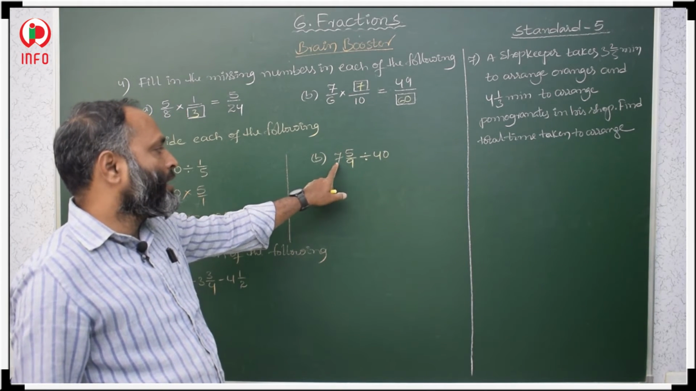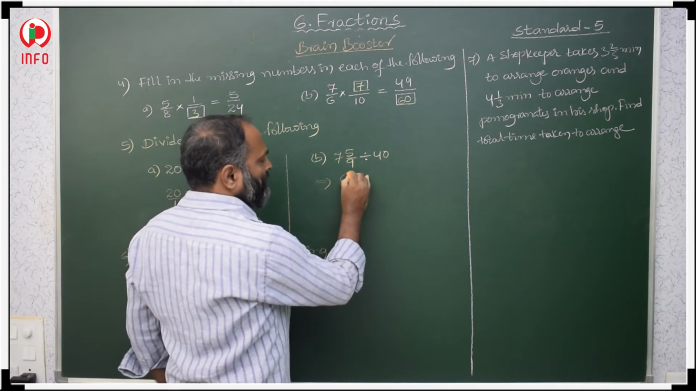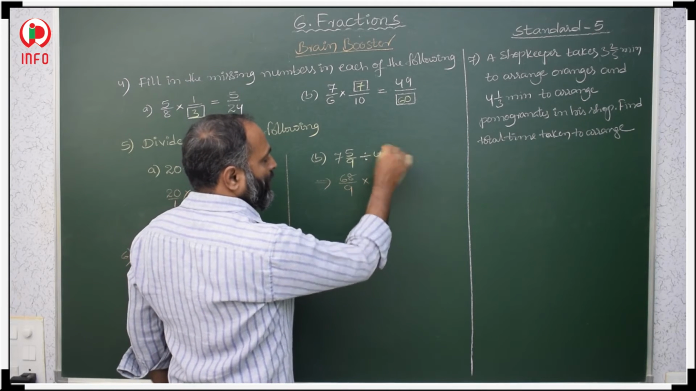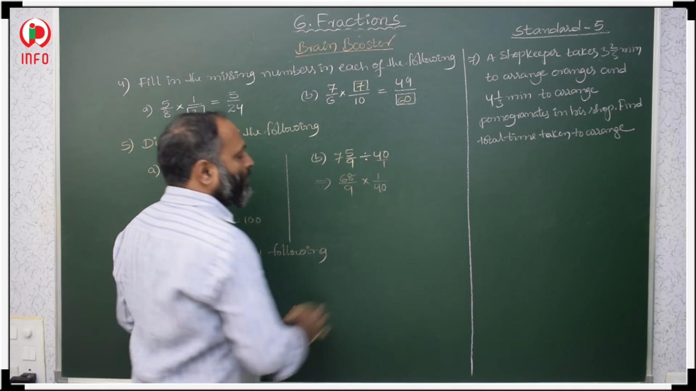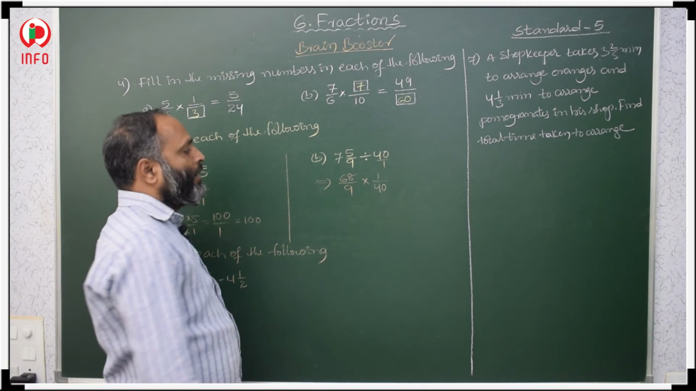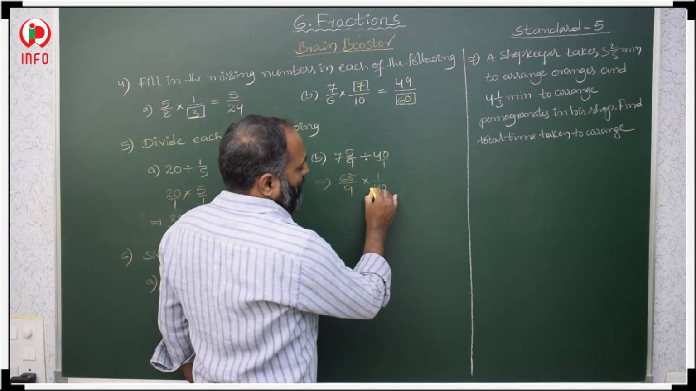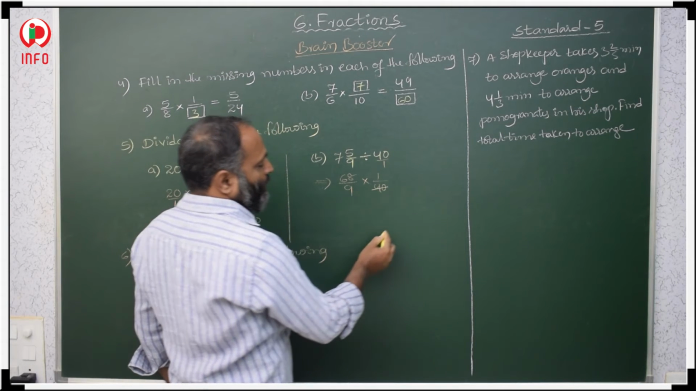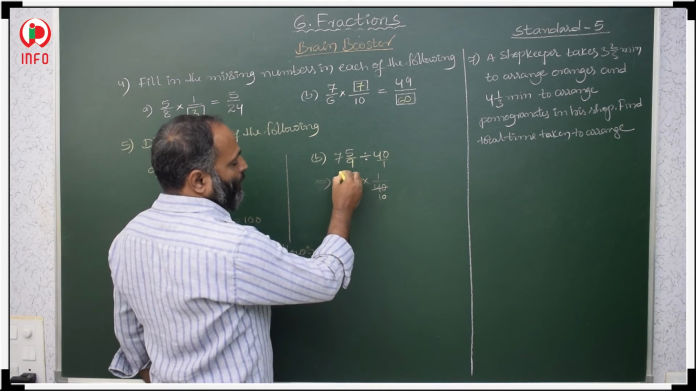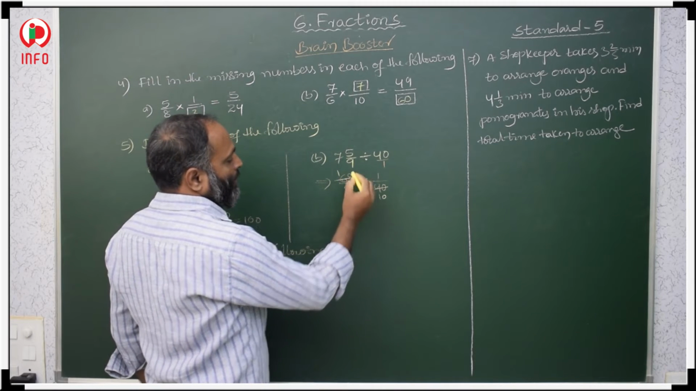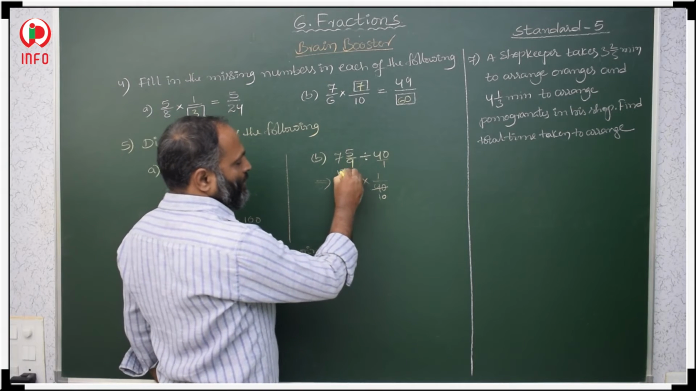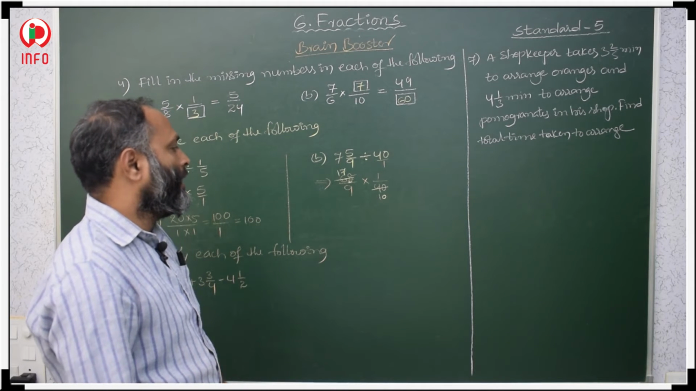7 9s are 63 plus 5, 68 by 9 into 1 by 40. So, these two have a common factor, 4. Then 4 10s are 40, 4 1s are 4 and 2 left, 4 7s are 28.